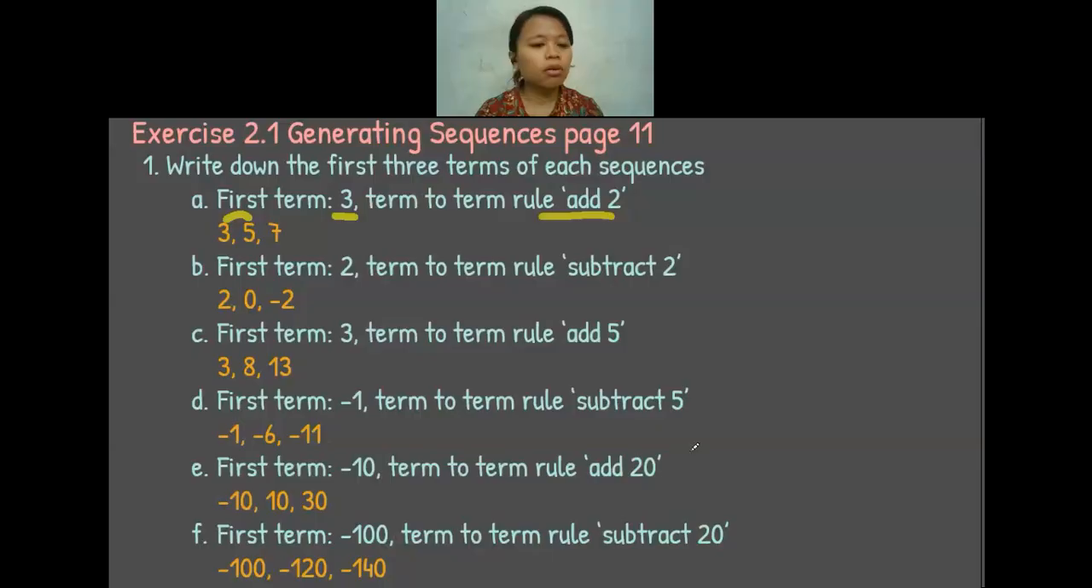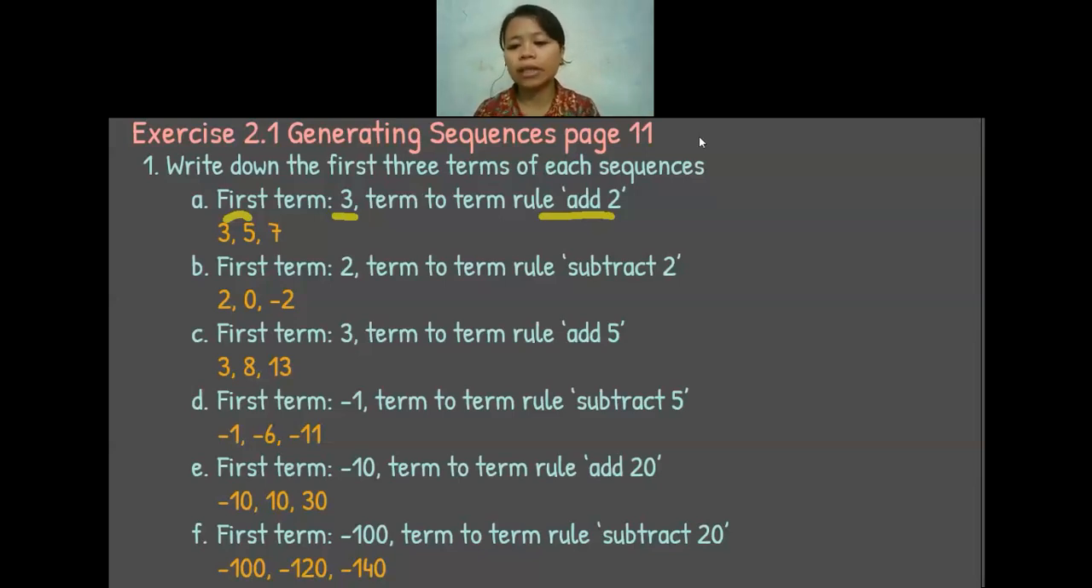Okay, I will move to question 1b. The first term is 2. It's the practice book, page 11. It's not in your textbook. It's the workbook, practice book. It's supposed to be called the practice book, but usually I call it a workbook, page 11.